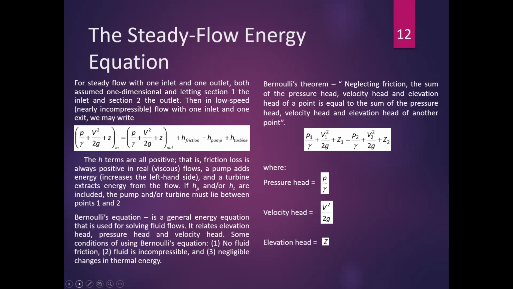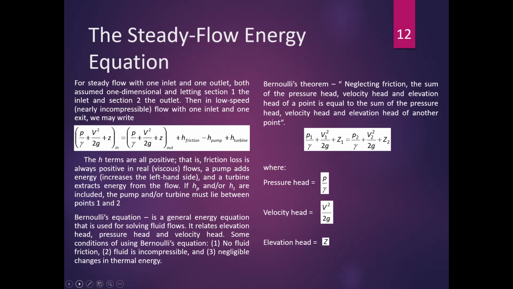So pump is minus kasi work done on the system. So turbine is plus kasi H turbine is done by the system. So the terms are all positive. That is, friction loss is always positive in real viscous flow. A pump adds energy, increases the left-hand side. So left-hand side andun sa in. Okay? And a turbine extracts energy from the flow. If HP and or HT are included, the pump and or turbine must lie between points 1 and 2.